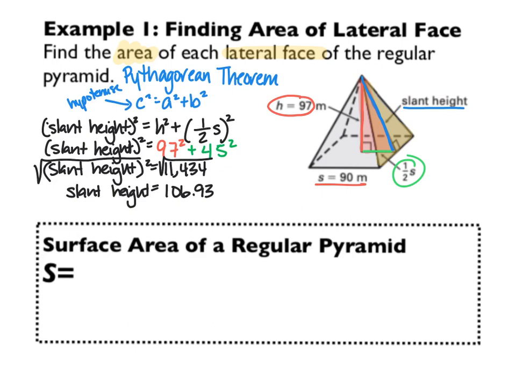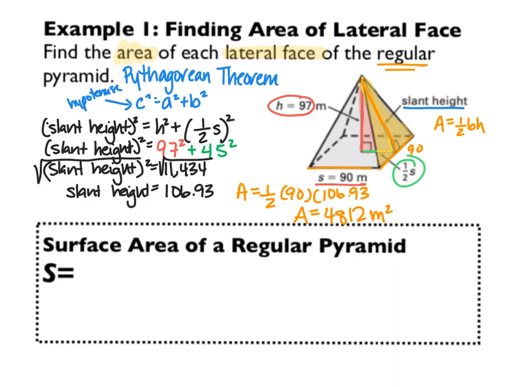Now that we have the slant height, we can find the area of this lateral face here. Remember, your formula for the area of a triangle is area equals 1/2 base times height. If this side is 90, then this side here must also be 90. We know that because it tells us it's a regular pyramid, so the base must be a square. So area equals 1/2 times 90 times the height of this triangle here, which is our slant height, 106.93. And if you put that in the calculator, you get the area about 4,812 meters squared. And that is the area of the lateral face.